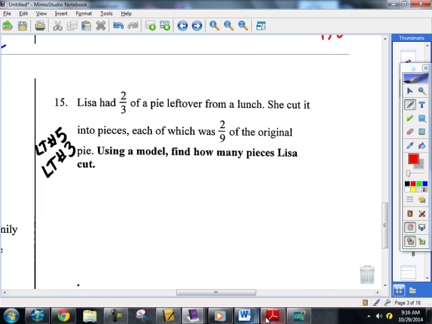That's fine. Okay. Lisa had 2/3 of a pie left over from lunch. Wait, what was that? It's right on your paper, dude. Okay. She cut it into pieces, each of which was 2/9 of the original.